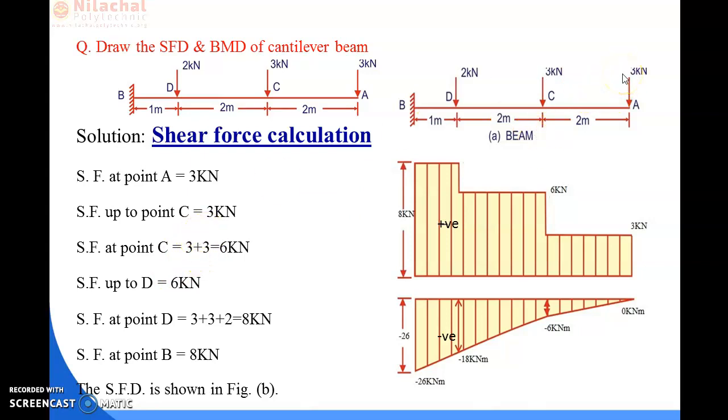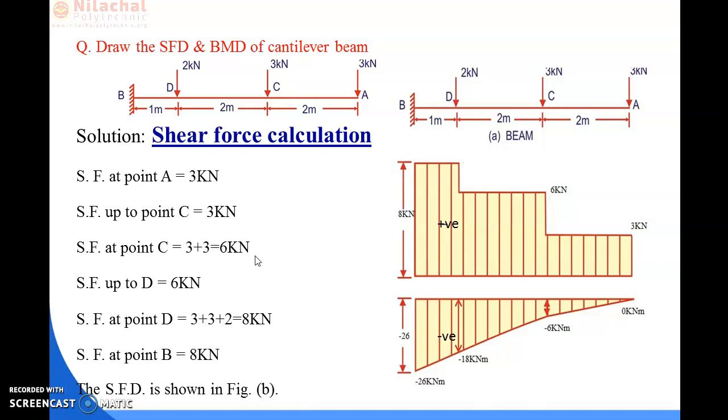So the shear force up to point C is your 3 kilonewton, and shear force at point C should be 3 plus 3, which equals 6. That means 3 kilonewton, which is this load, and another 3 kilonewton, which is this load. So we just add these two values. Then we got the value of shear force at point C, which is 6 kilonewton.